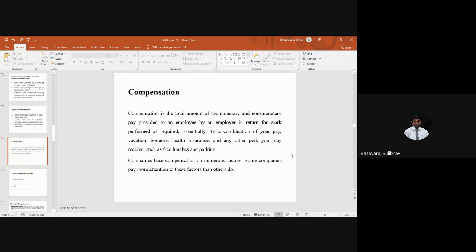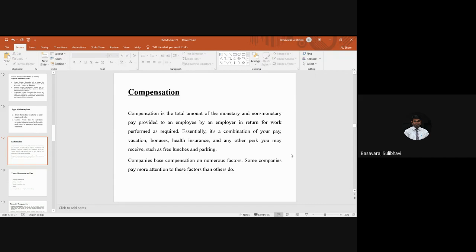And any other perks that you may receive, like holiday tours or maybe family tours, where all the expenses will be borne by the organization, paid leaves will be given to them, and then maybe a car given to them for transportation, housing. So all these things come under the perks, such as free lunches and parking. So all these will be added into the compensation.